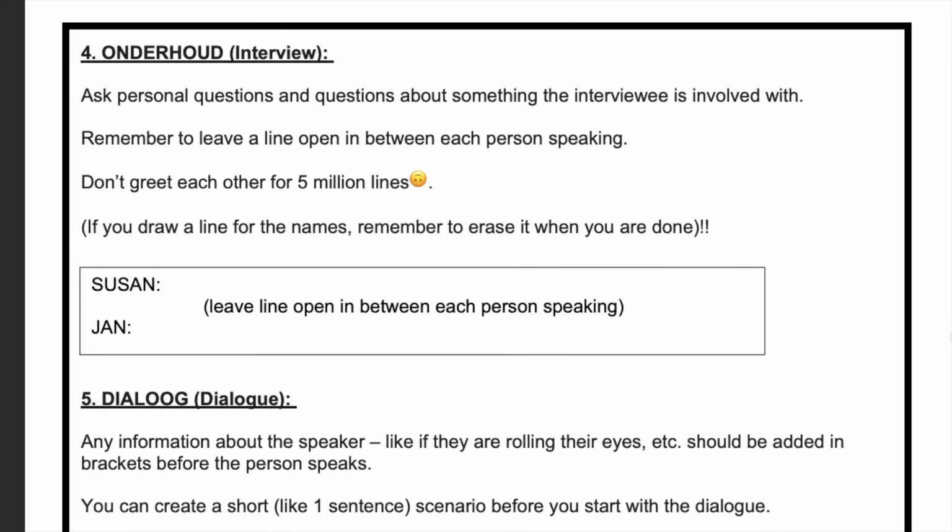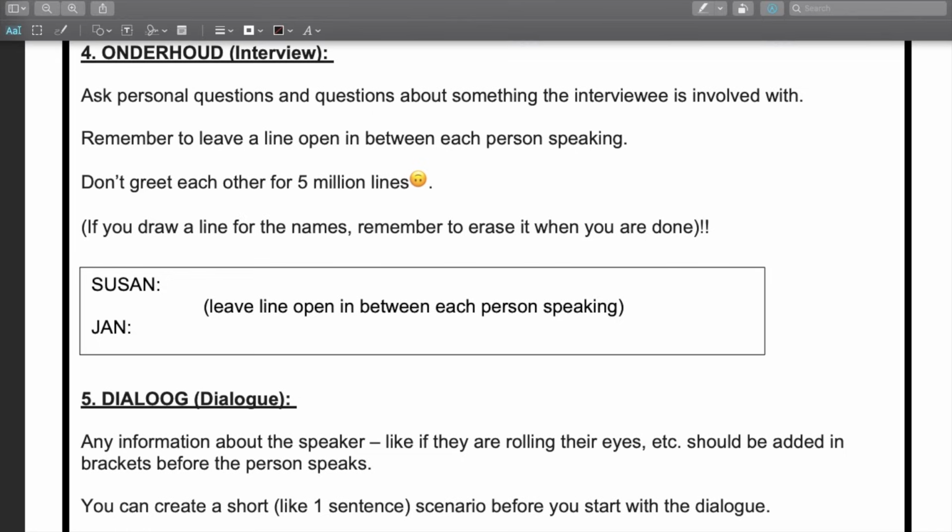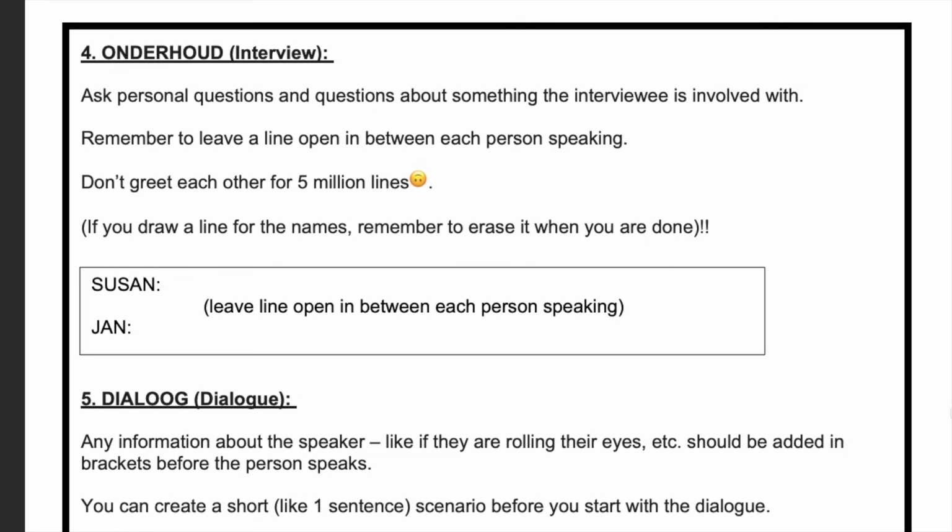Then the fourth one is an onderhoud, so an interview. So you're interviewing someone. So ask personal questions and questions about something the interviewee is involved with. So if you are having an interview with a netball player, you can't ask them about how they play cricket, if you understand what I'm saying. So you have to like fake know things about them.